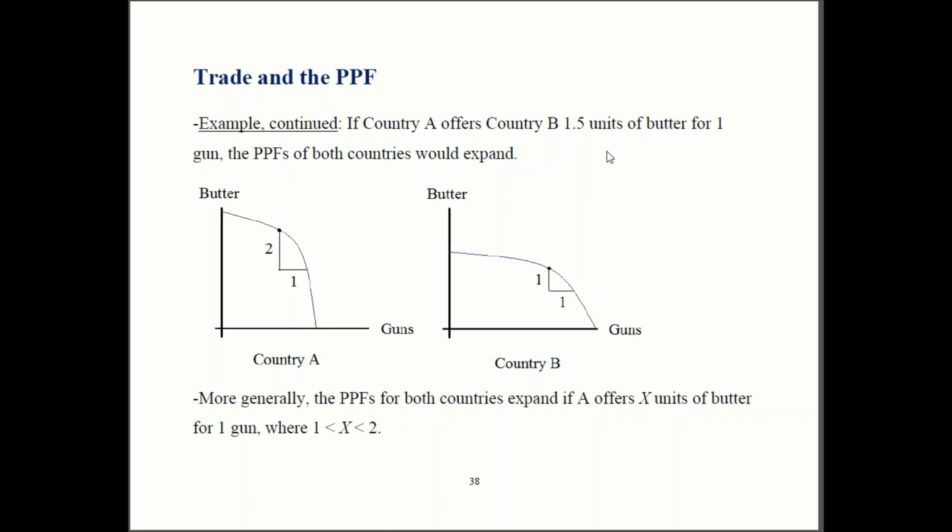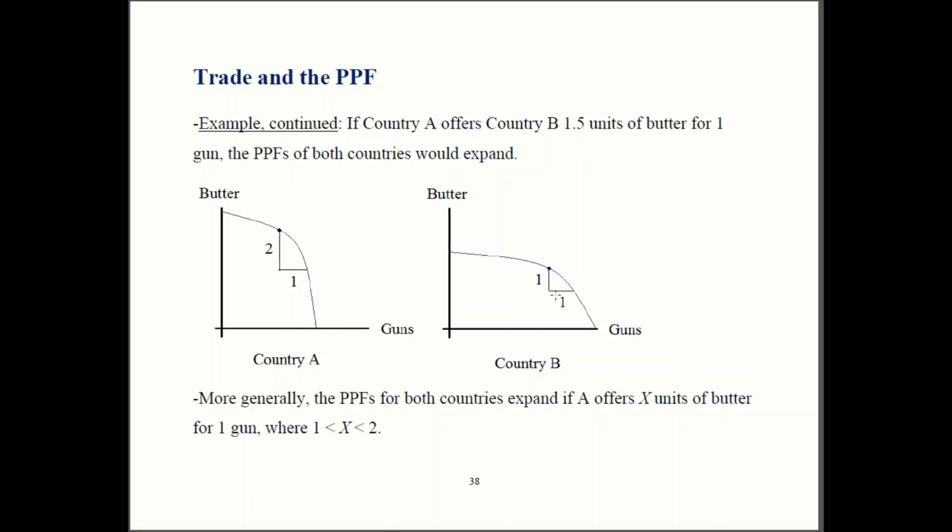So if A is benefiting from the trade, does that mean B is being harmed? Not at all. B is actually benefiting as well. In country B, they normally only get 1 butter for one gun. So if you're in country B and now someone's trying to pay you 1.5 butter for one gun, you're pretty thrilled about that. You're getting a price much higher than what you normally get. So yes, country B benefits as well.